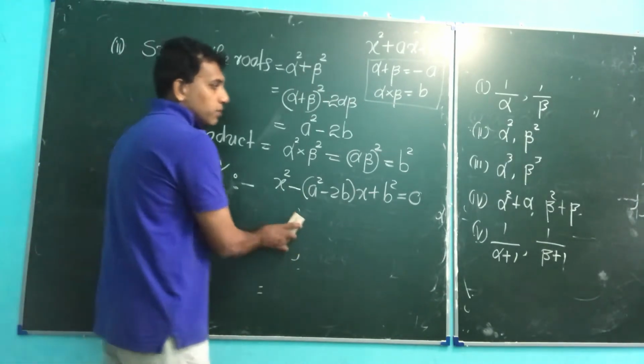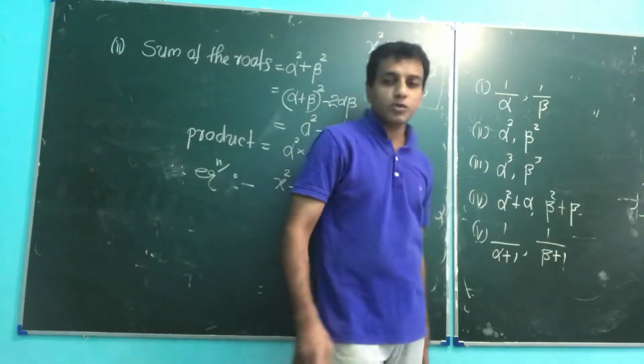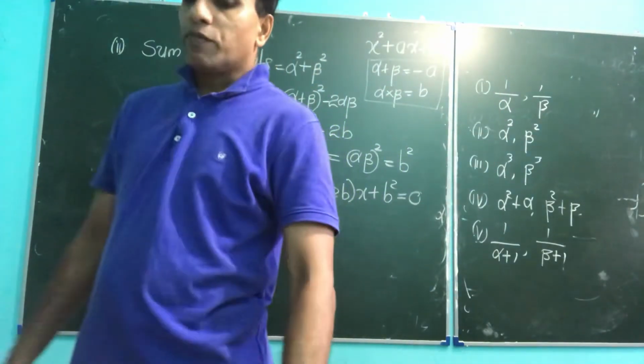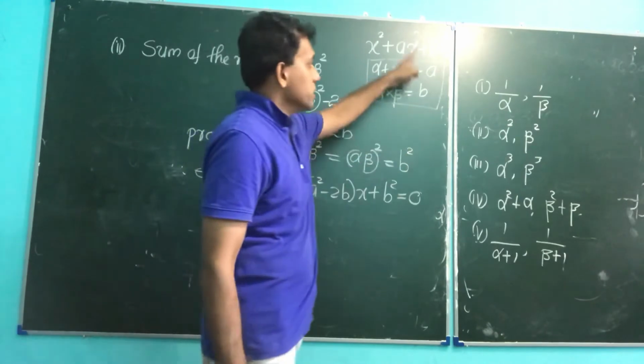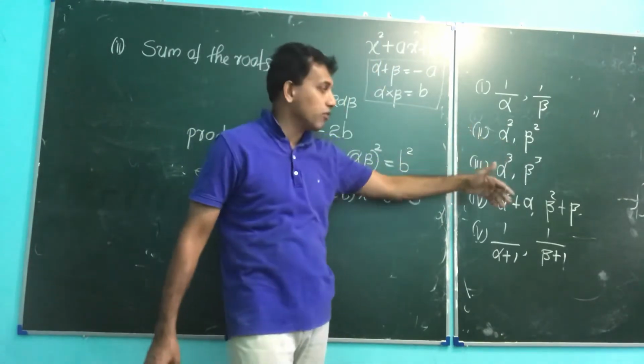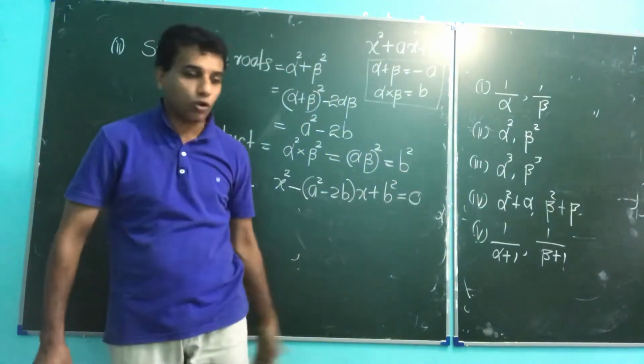Okay, see problem 3. Find yourself, using the similar idea. The roots are given, alpha and beta. The equation is this. Then find the equation whose roots are alpha cube and beta cube.